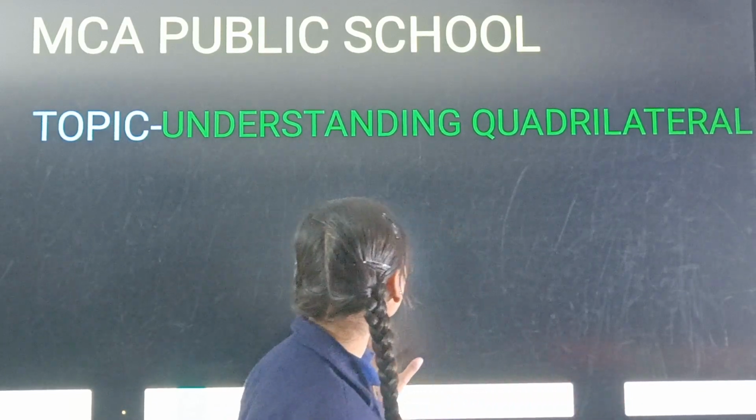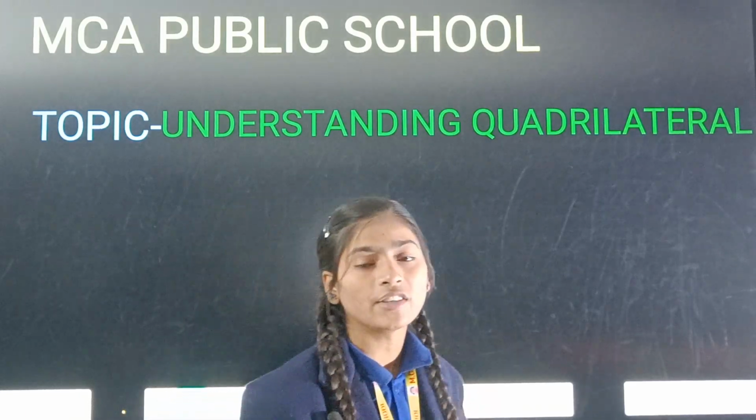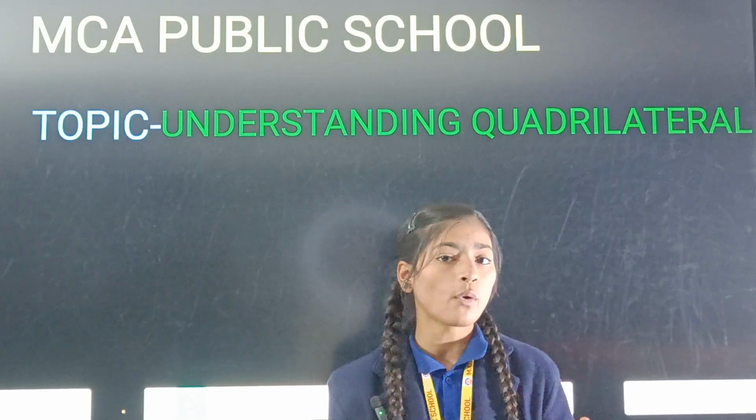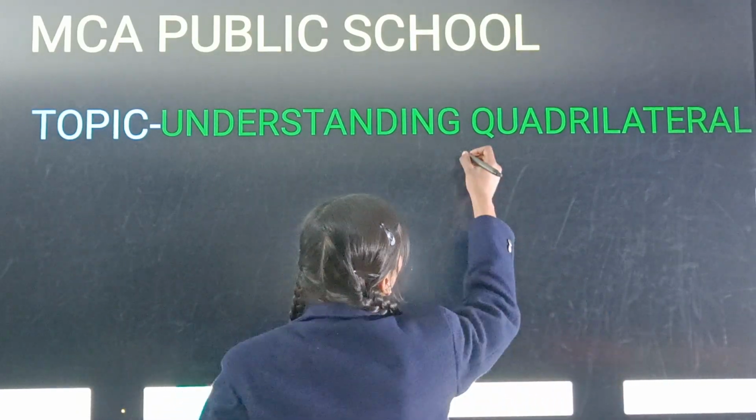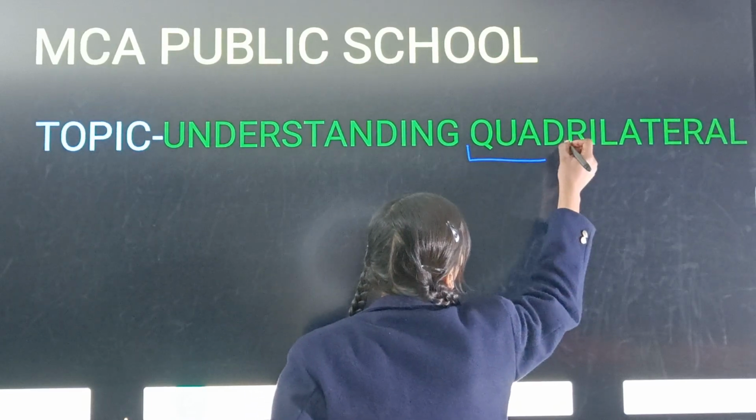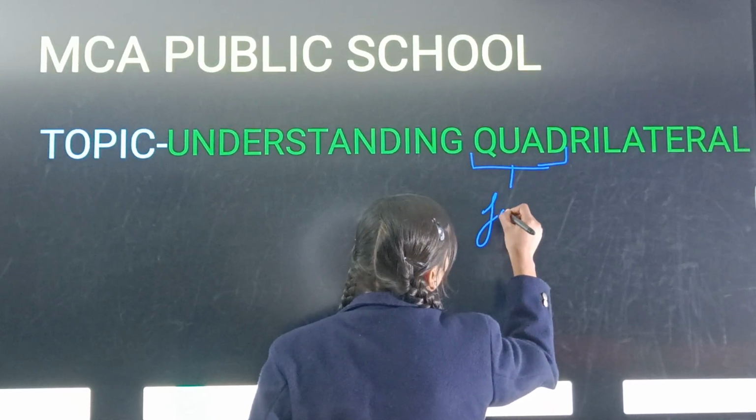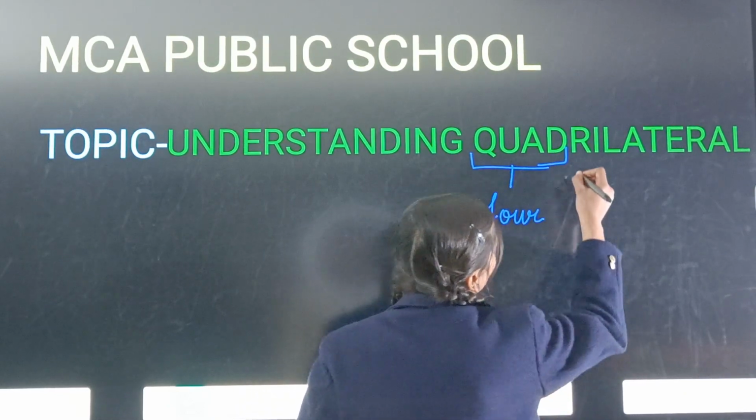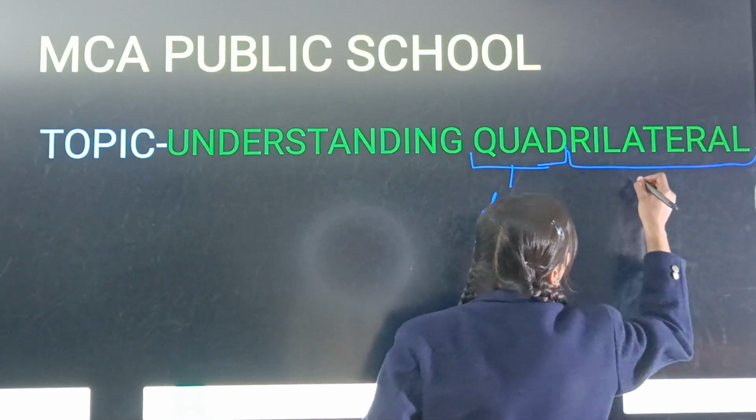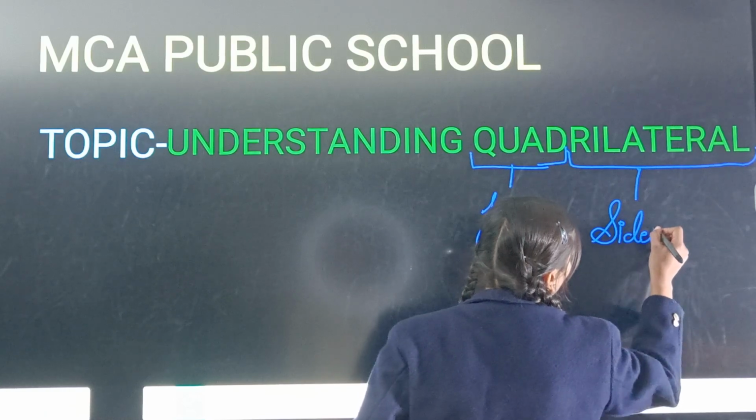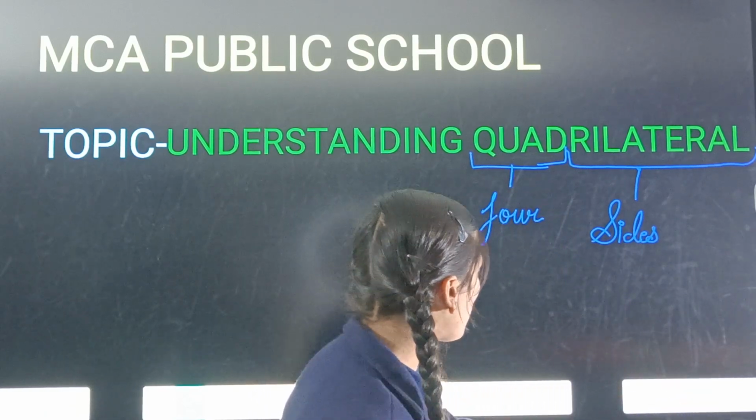Our topic name is understanding quadrilateral. Firstly, we know what a quadrilateral is. The simple closed curve bounded by four line segments is known as a quadrilateral. If anybody knows the meaning of quadrilateral: quad means four, and lateral means the sides.